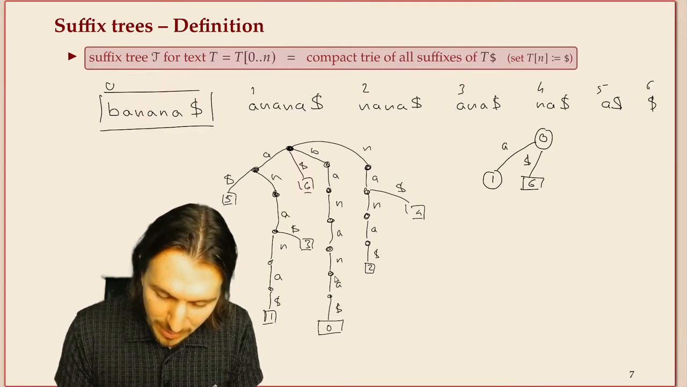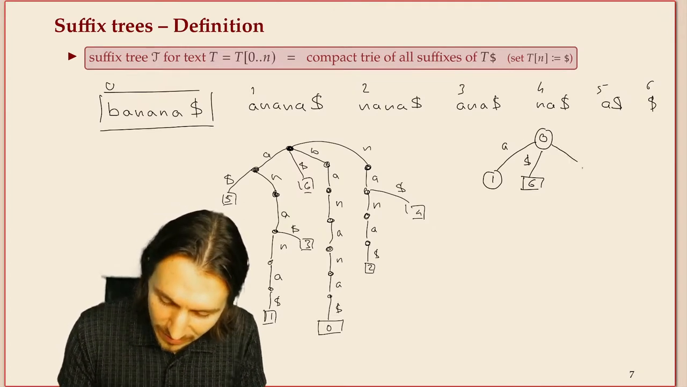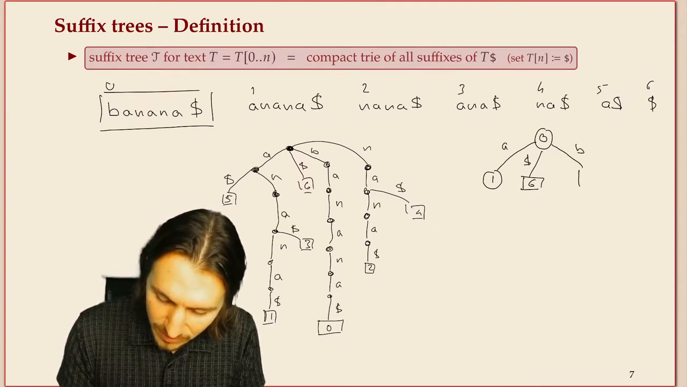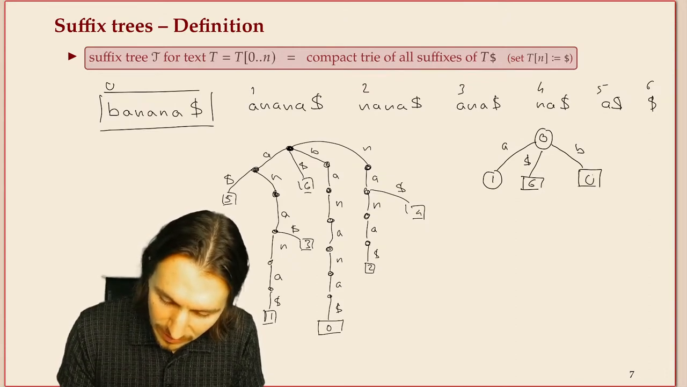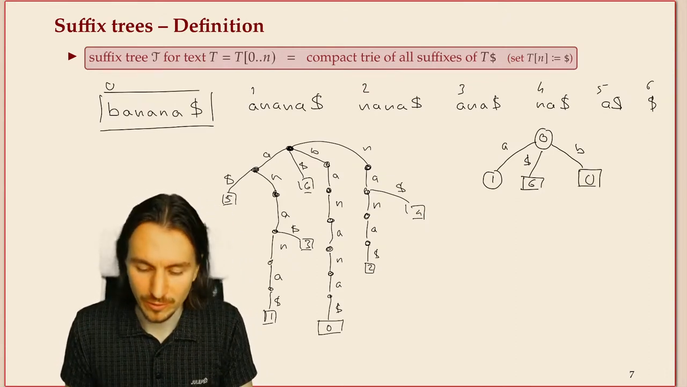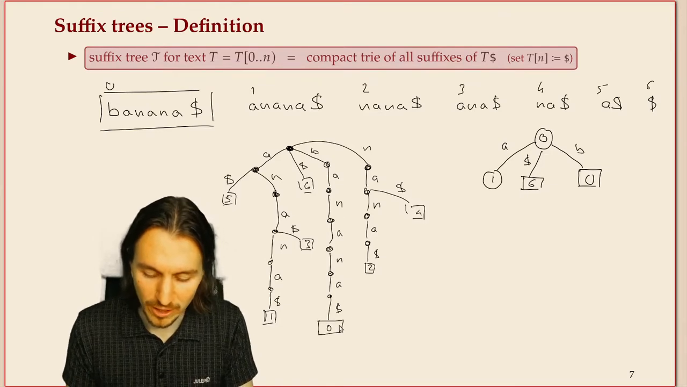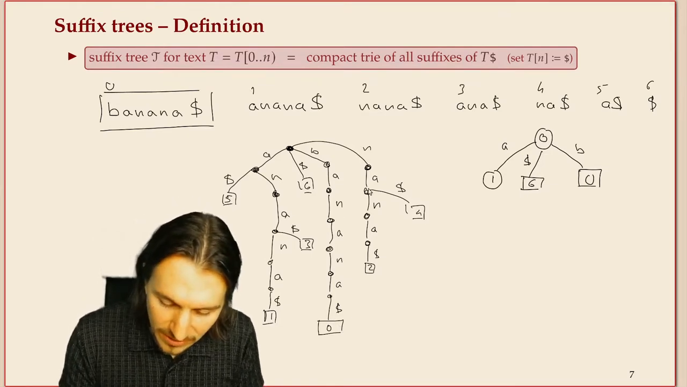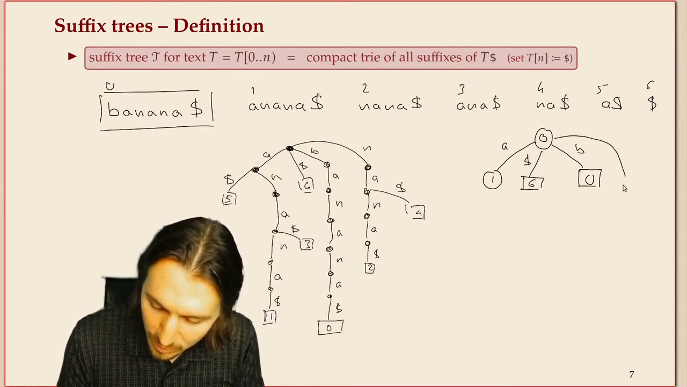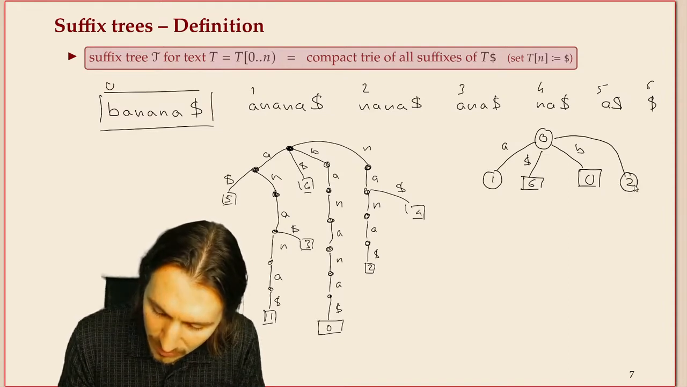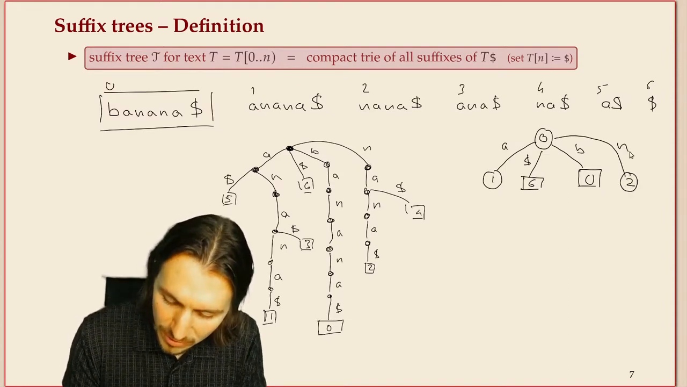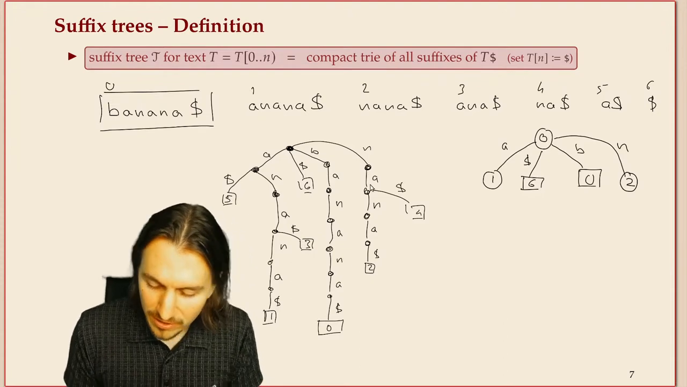Here the banana is actually contracted into a single edge and leads immediately to the leaf. Okay, so here we got rid of a lot of nodes. And in the last case, we branch off to a node that now looks at the second letter. It starts with an N. We got rid of the A here. Okay.